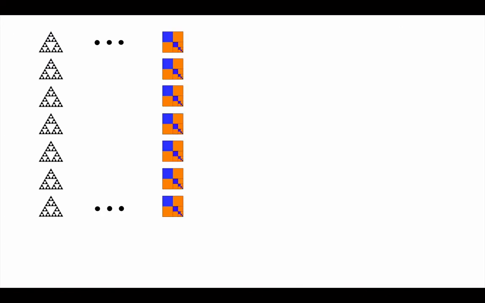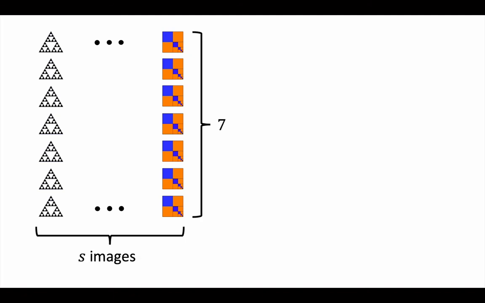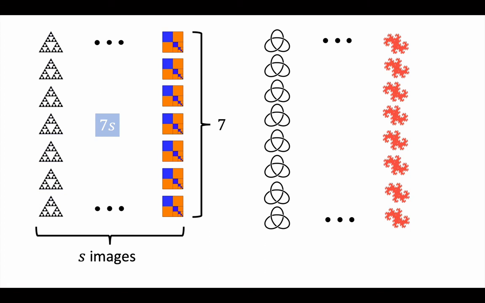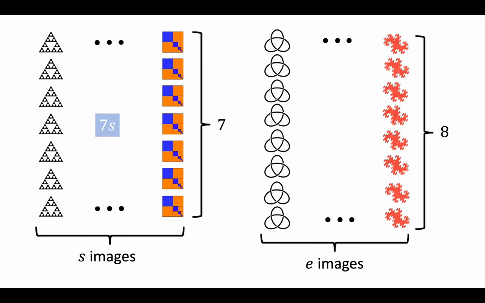Let's take all of our images that appear 7 times. There are, we said, S of them. It's a rectangular array, so there are 7 times S pictures over here. Let's take all the images that appear 8 times, line them up. They appear 8 times, there are E of them, so there are 8E of these pictures. And remember, there were 440 pictures overall, so 7S plus 8E is equal to 440.